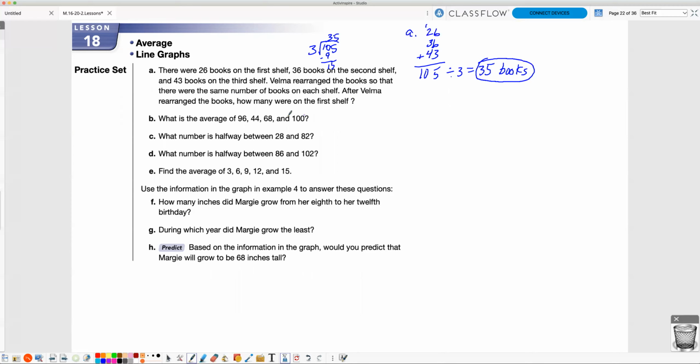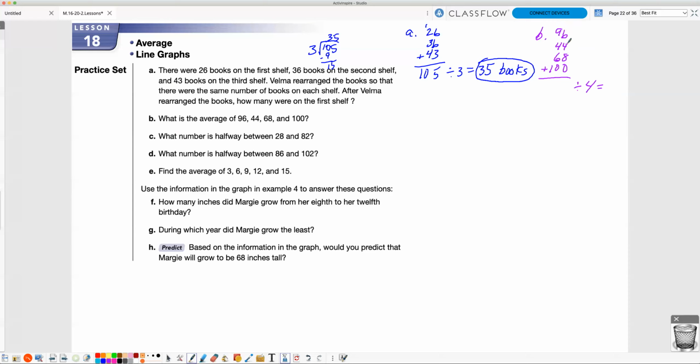All right, let's do letter B. What is the average of 96, 44, 68, and 100? Let me put letter B right here for us. So I'm just going to line those up. I've got 96, 44, 68, and 100. I'm going to add those first, and then I have to divide the sum by 4, because there's 4 of those, and that's going to be my average.